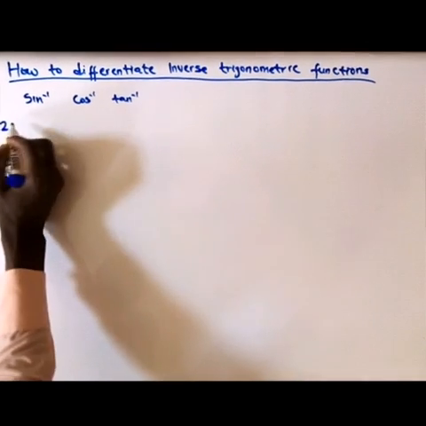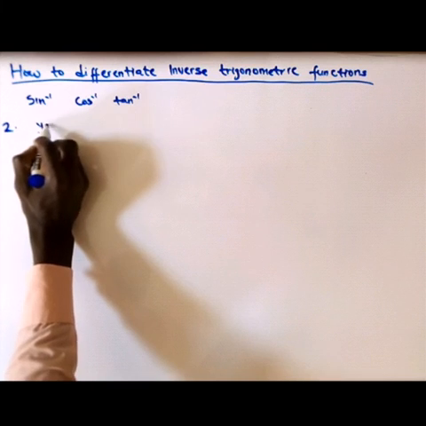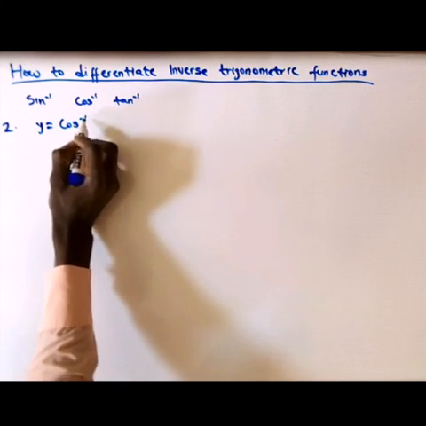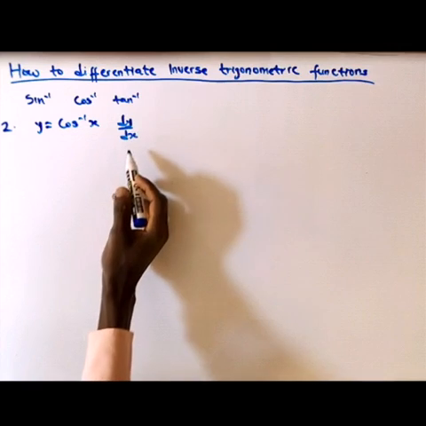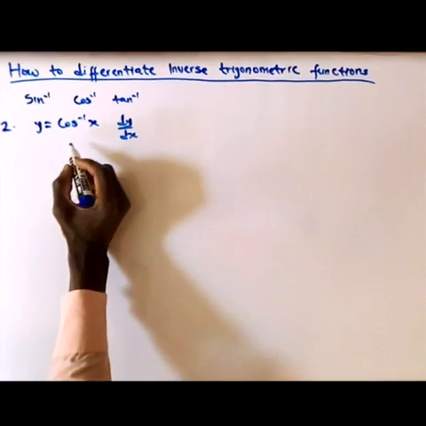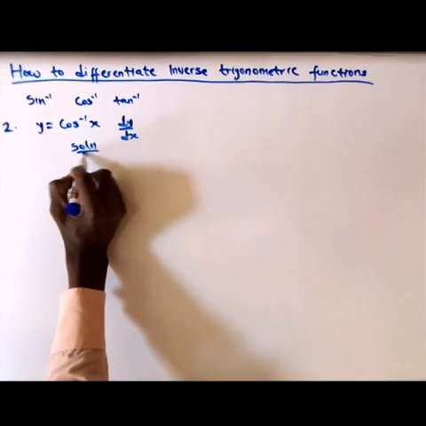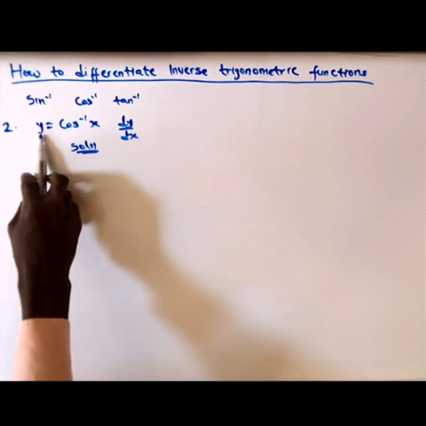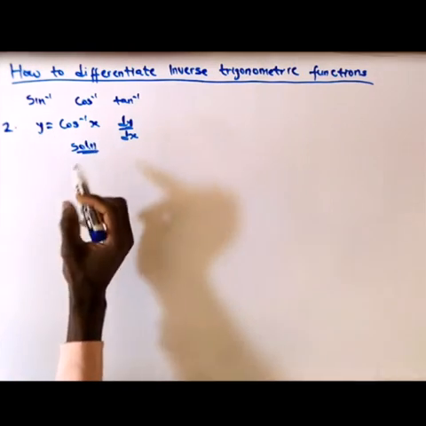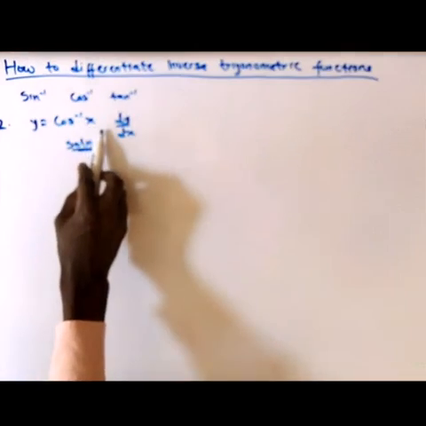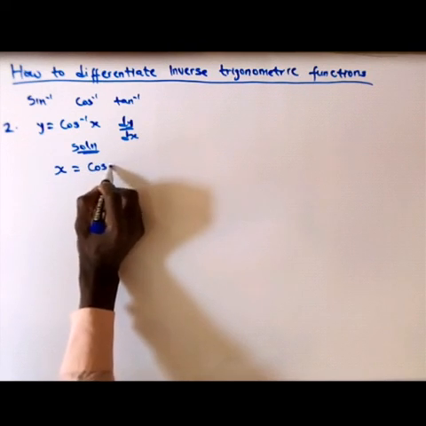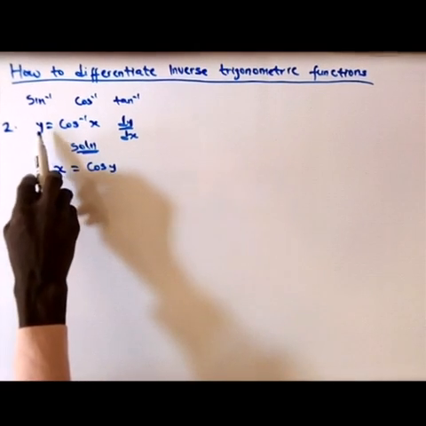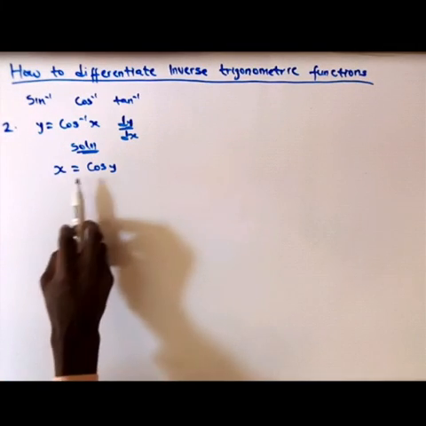Similarly, you are given another example. y is equal to cos inverse of s, and you are asked to find the derivative dy/ds. Now we apply the same steps. The first step said, write this inverse statement as a direct statement. So if y is equal to cos inverse of s, this implies that s is equal to cos y. So you first of all write this inverse statement as a direct statement.